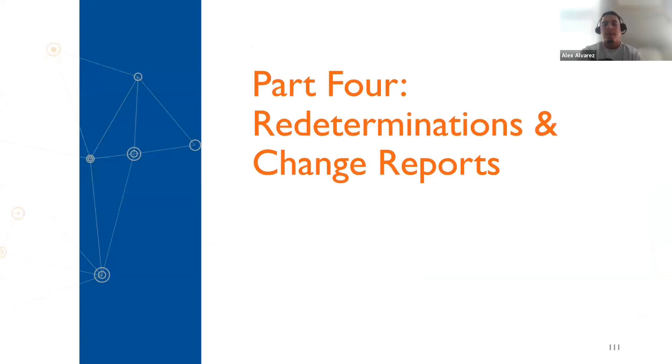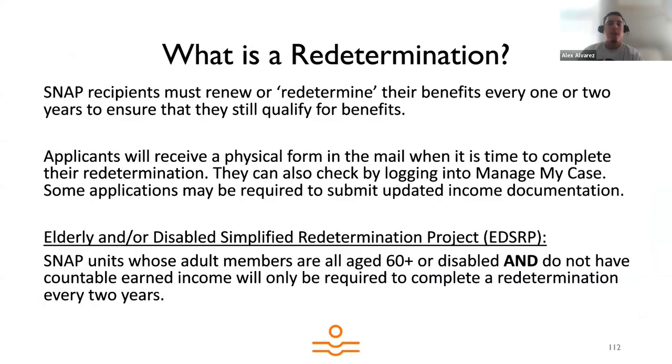So we're heading here to the final part, redeterminations and change reports. So what is a redetermination? Basically, SNAP recipients must renew or redetermine their benefits every 1 or 2 years. And this is pretty much just for them to know that they still qualify for these benefits. Applicants will receive a physical form in the mail when it's time for them to complete that redetermination. They can also check that by logging into their Manage My Case.